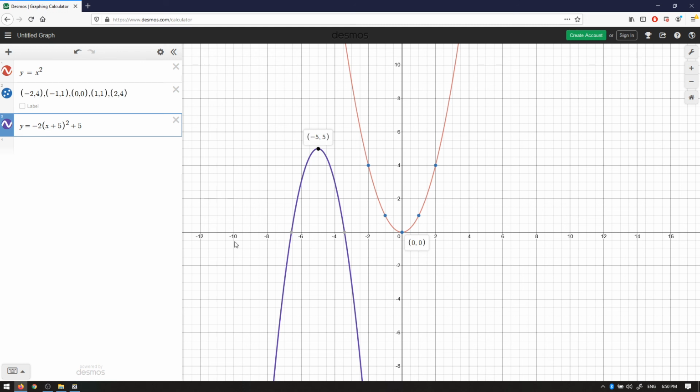And these are a summary of all the transformations that we've learned, and what we've generated out of it is basically vertex form.